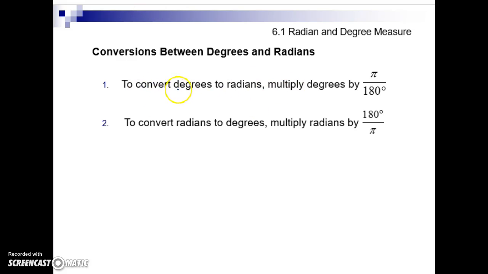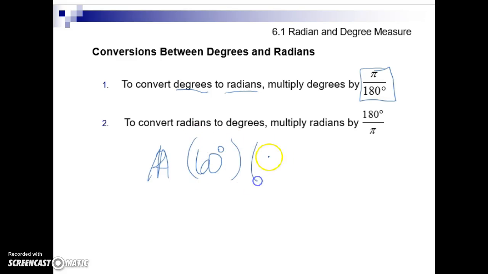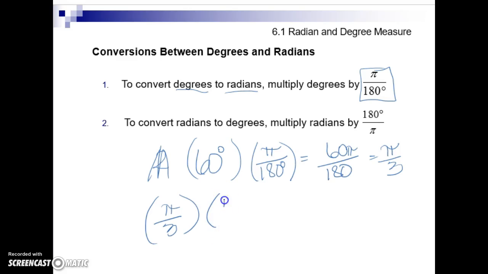We can convert from degrees to radians by multiplying by this multiplier. Let's say we want to convert 60 degrees. I want 60 degrees equivalently in radians. So this is 60 pi over 180. That is equivalent to pi over 3 radians. So let's do it in reverse. I want the equivalent degree measure to pi over 3 radians. Well, the pi's cancel, so that's 180 divided by 3, 60 degrees. So very simple, very straightforward to convert from degrees to radians or radians to degrees.